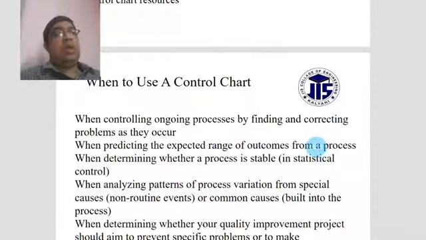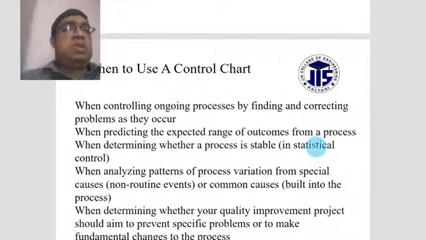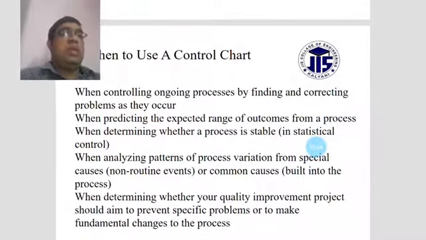Basically, controlling an ongoing process is required, and you have to find and correct problems as they occur. Another use is predicting the expected range of outcomes from a process by determining whether a process is stable. If the process is stable, you have statistical control. And when analyzing patterns of process variations, they come from special causes.